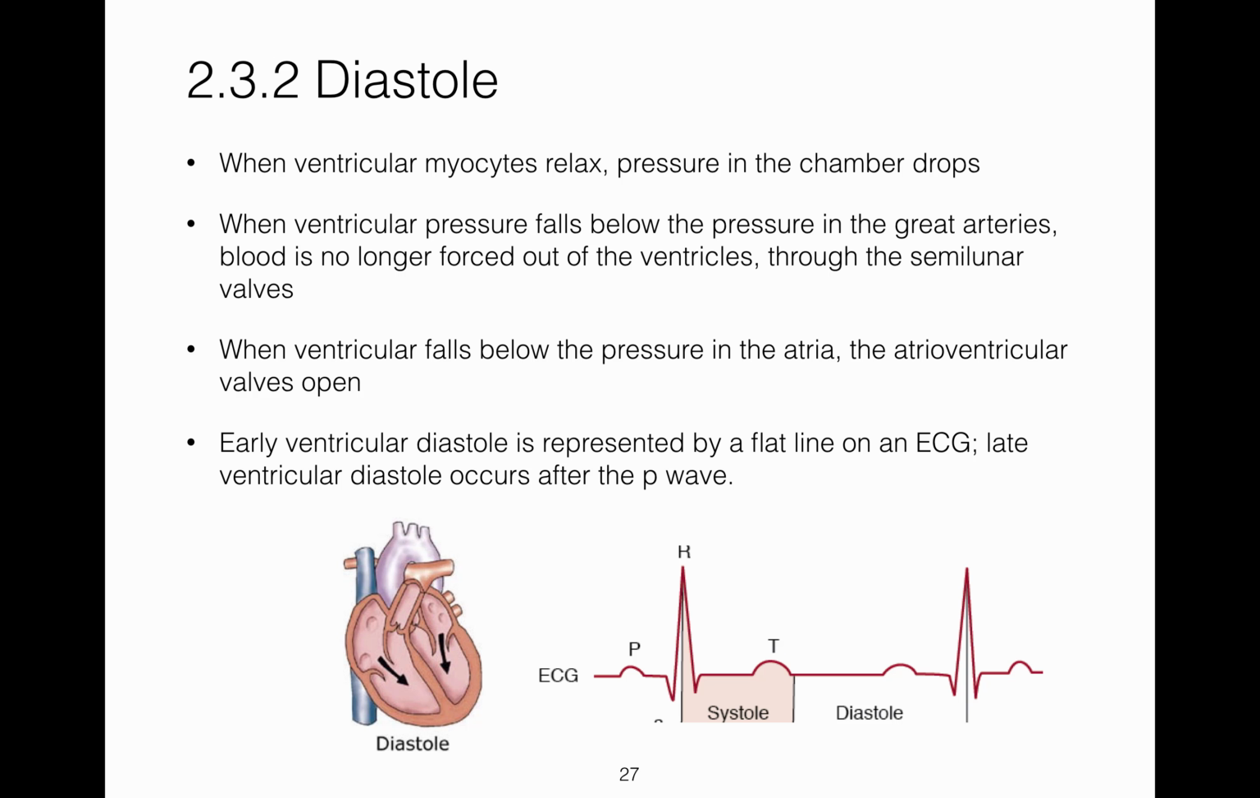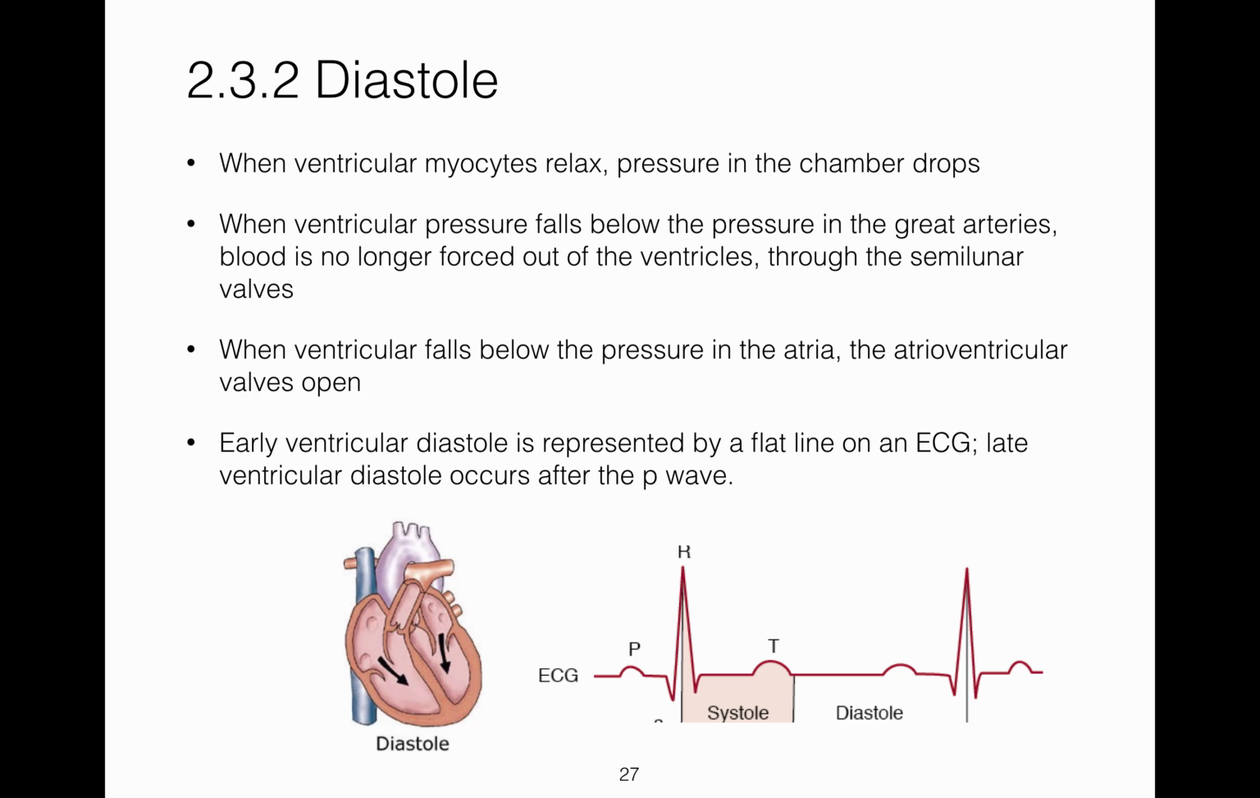When ventricular myocytes relax, pressure in the ventricles drops. When ventricular pressure falls below the pressure in the great arteries, blood is no longer forced out of the ventricle through the semilunar valves, and so these valves close. At the same time, as ventricular pressure falls below pressure in the atria, the atrioventricular valves open.